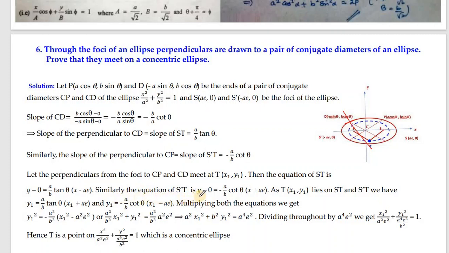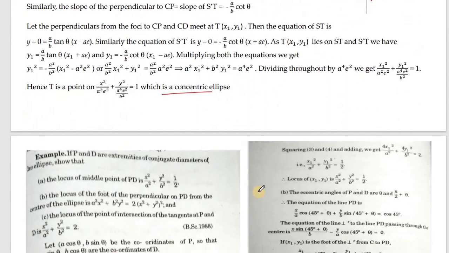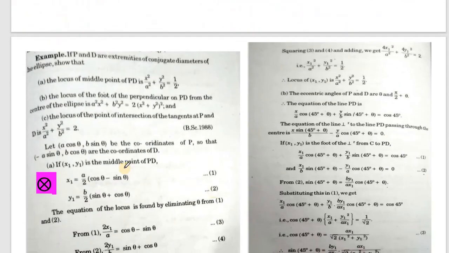Similarly, the equation of S dash T is, so in the same way you consider this T of x1 y1 lies in both. So you have this. Then we'll have to simplify this further and bring it to the standard form so that we can tell that it's a concentric ellipse. So what is the meaning of concentric ellipse? The center of this as well as the center of this will be the same.